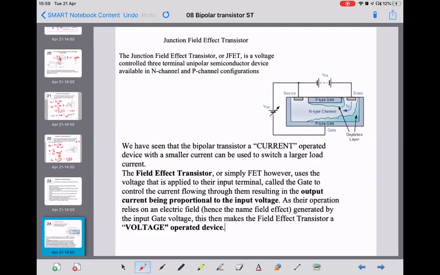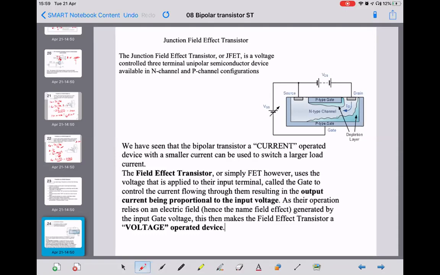So what we're going to do now is have a briefer look at the junction field effect transistor. A field effect transistor, a JFET in this case, is a voltage controlled 3-terminal unipolar semiconductor device, available in what's called N-channel or P-channel configurations.